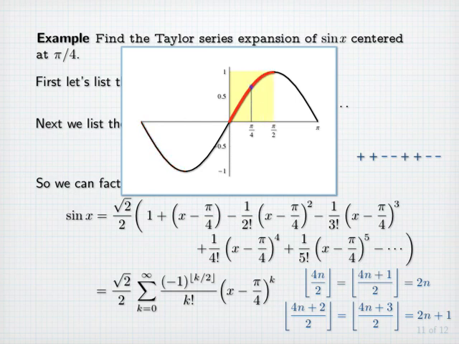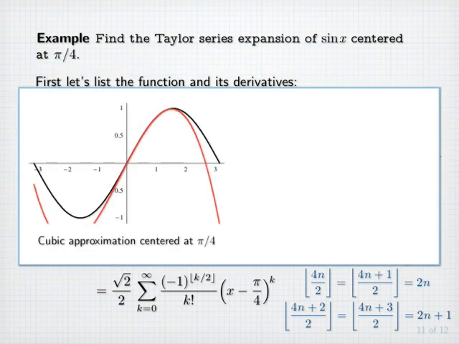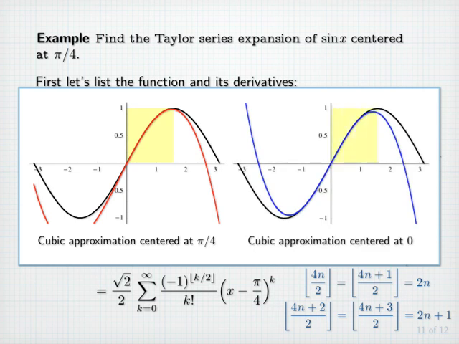on the real line. Now let's compare, on the interval from 0 to pi over 2, the cubic approximation obtained from the Taylor series centered at pi over 4 with the cubic approximation obtained from the Maclaurin series, or the Taylor series centered at 0. Notice that the cubic approximation centered at pi over 4 does a pretty good job of approximating sine x over the interval from 0 to pi over 2, while the cubic approximation centered at 0 does not do very well near pi over 2. However, it does do a better job on the other side of 0.